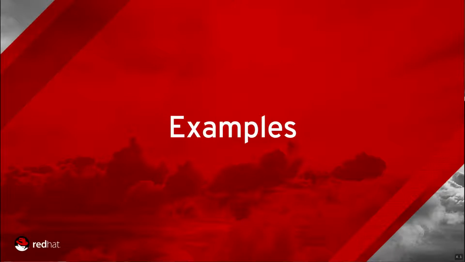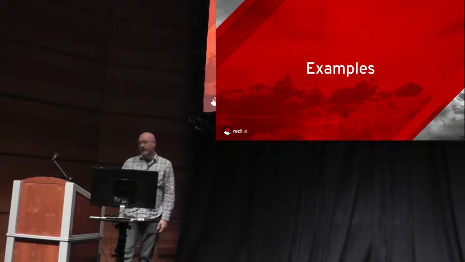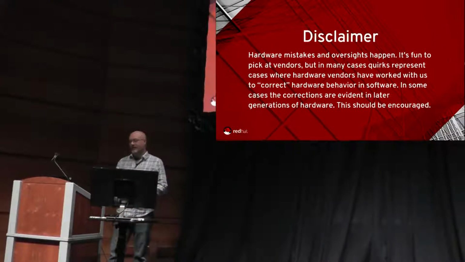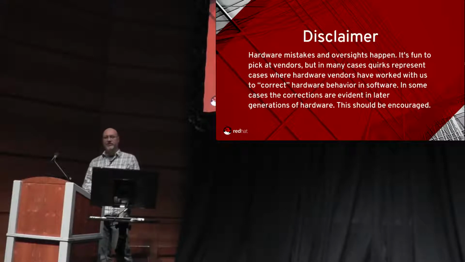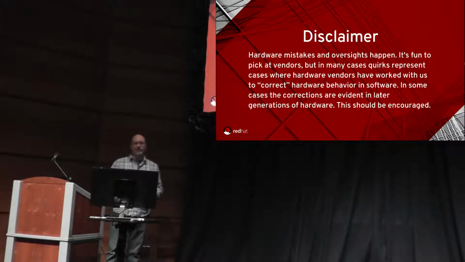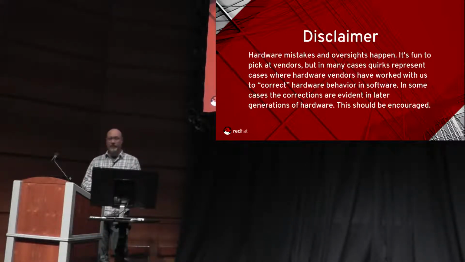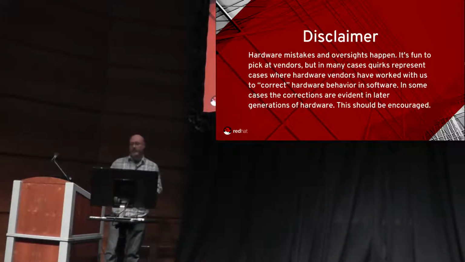So I thought maybe the best way to look at what we can do is to look at what we have done. But let me start out with a disclaimer. It's always fun to pick on hardware that's broken, but that's not really the goal here. Mistakes happen. Things like isolation are only considered when you are targeting device assignment use cases, perhaps. So we've worked with a number of hardware vendors to correct mistakes. Some of those vendors have gone on to implement them in hardware, so I think we should always encourage making devices work better with device assignment.